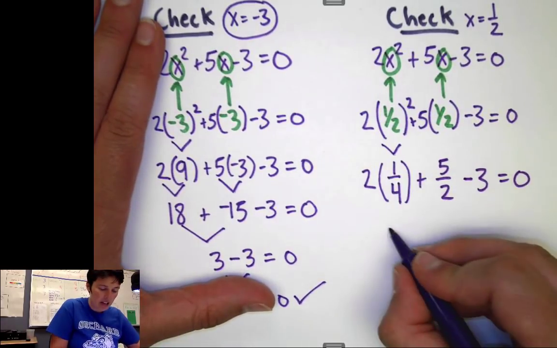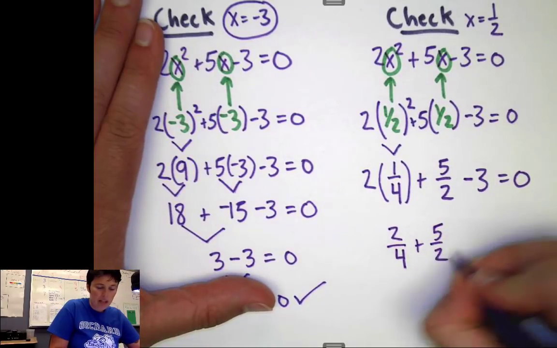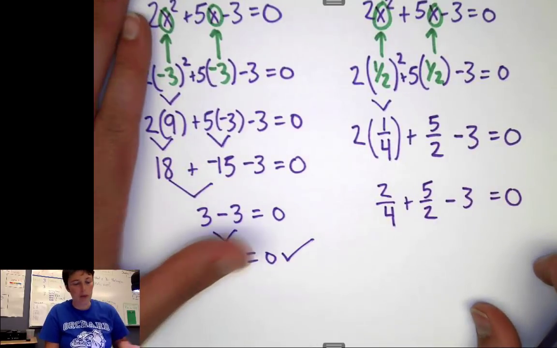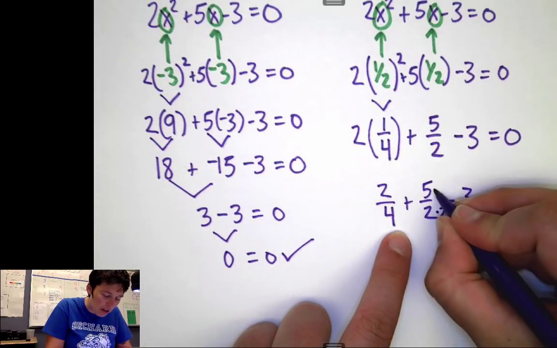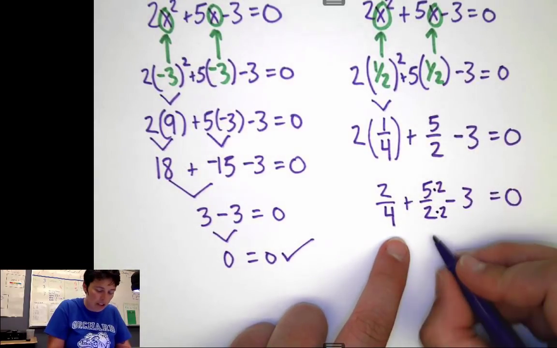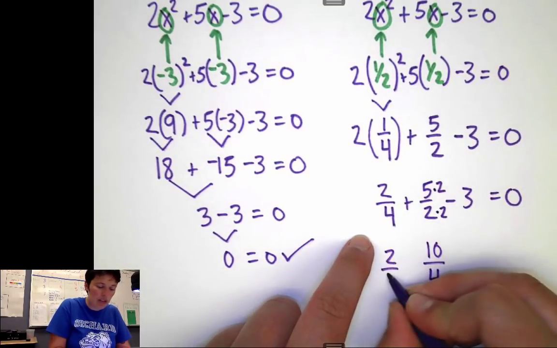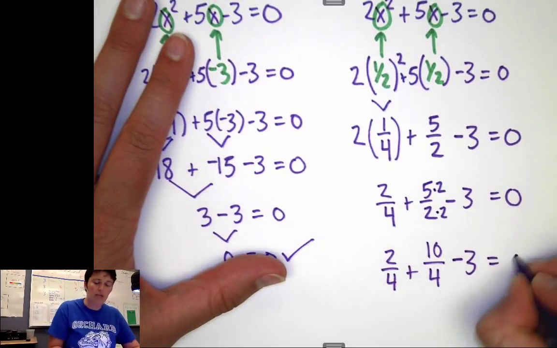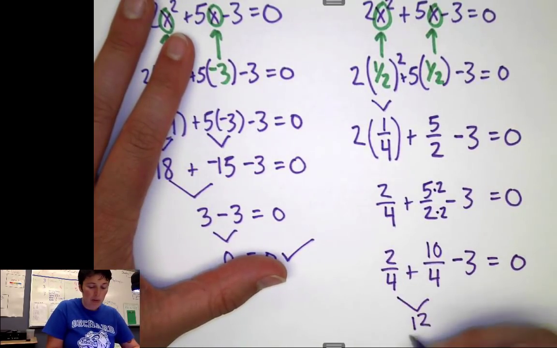2 times a fourth is 2/4. So we have 2/4 plus 5 halves minus 3 equals 0. Again, if you don't know fractions very well, go to decimals, but you should know that you need a common denominator here. So I'm going to times this by 2 on top and bottom: 5 times 2 is 10/4, and this is 2/4. I want that common denominator. We're going to add that together, and then take away 3 and see if it's equal to 0. So what's 2 plus 10? Well, 2 plus 10 is 12, so I have 12/4 minus 3 equals 0.